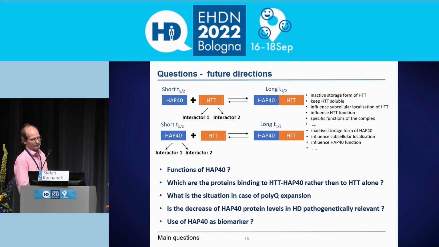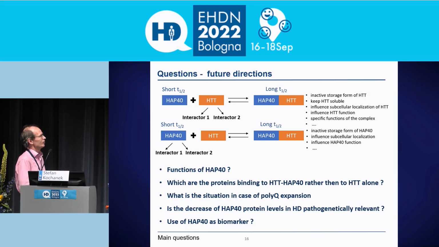So the question is really, what are the functions? If it were just a passive protein, sort of shielding the hydrophobic surface of Huntingtin to keep it soluble in the cytoplasm, then maybe one would not need to think more about the function of HAP40. But as I said, and we also have some data from overexpression studies, I think there is probably much more behind HAP40. So now I start to believe it probably has some other functions as well.